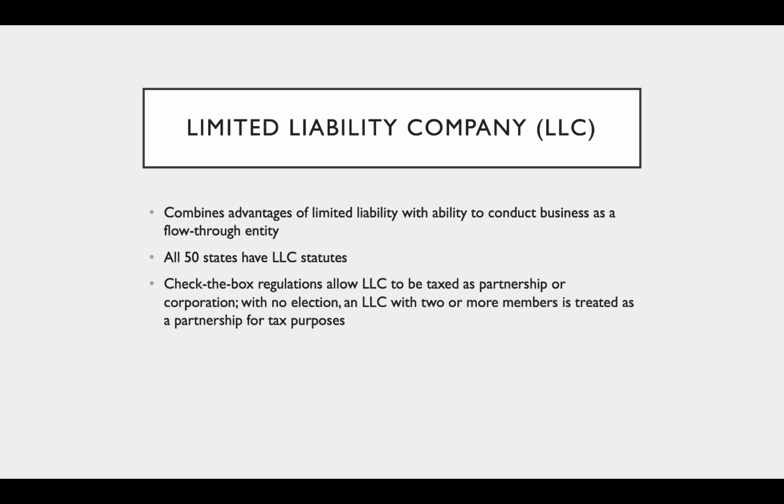With no election, though, an LLC with 2 or more members is treated as a partnership for tax purposes, and all of the provisions of the past 2 chapters we've been talking about apply to LLCs that are going to be taxed as a partnership. So it's a really great business vehicle for a lot of businesses. Some businesses still need to be corporations, but for a lot of businesses, the LLC is a really great form of business.